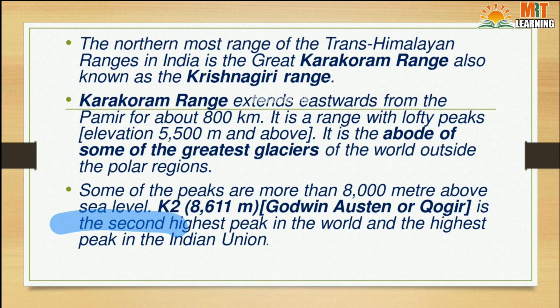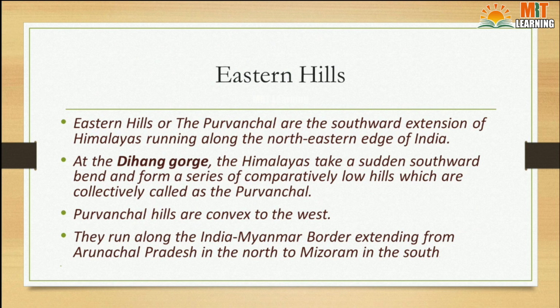Okay. Now coming to the next slide, Eastern Hills, the last division of the Himalayas. These are also known as Purvanchal. Eastern Hills or Purvanchal are the southward extension of the Himalayas. Purvanchal Hills are convex to the west. They run along the Indian-Myanmar border, extending from Arunachal Pradesh in the north to Mizoram in the south. If you observe the map, it looks like a hairpin bend.